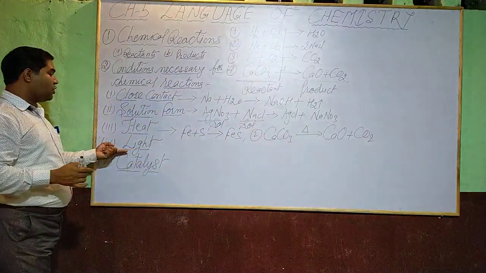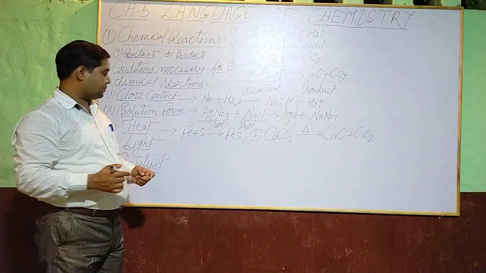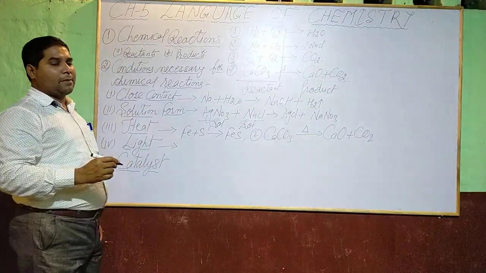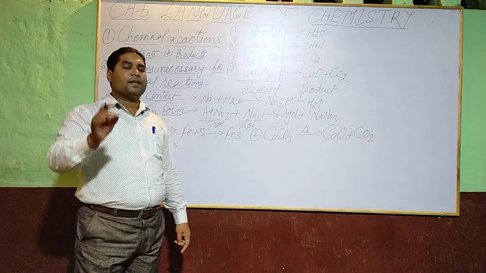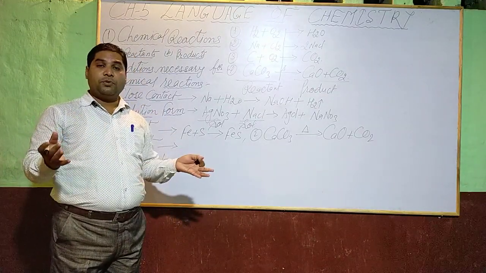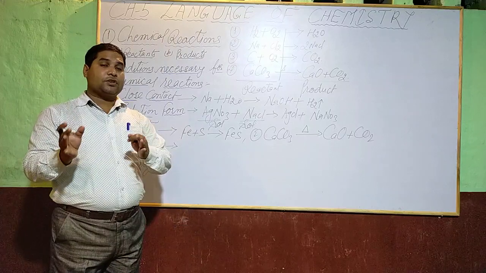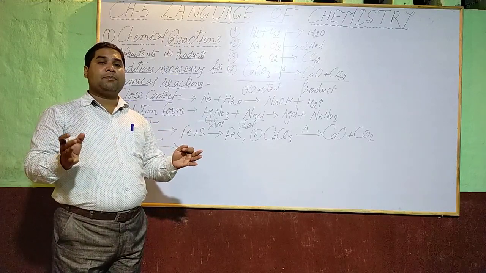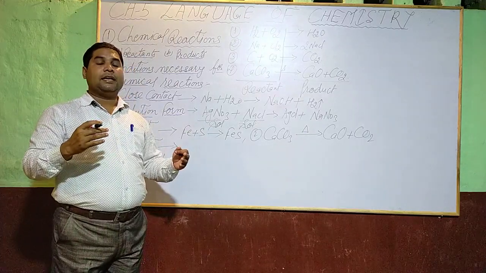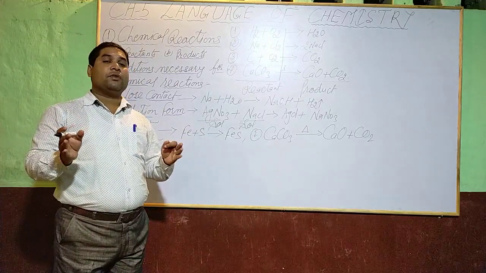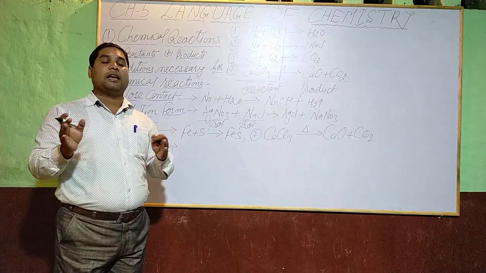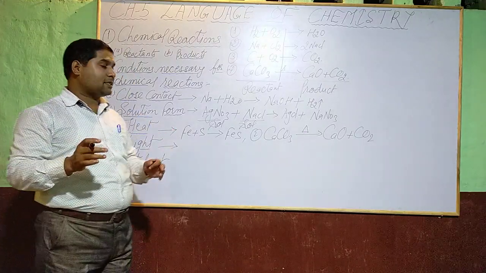Next I am going to explain to you about light. Light is essential for some chemical reactions. Dear student, you are well aware of photosynthesis. What do you mean by photosynthesis? The process by which green plants make their own food. It is possible only during daytime, because during daytime there is sunlight. Let us see the reaction.